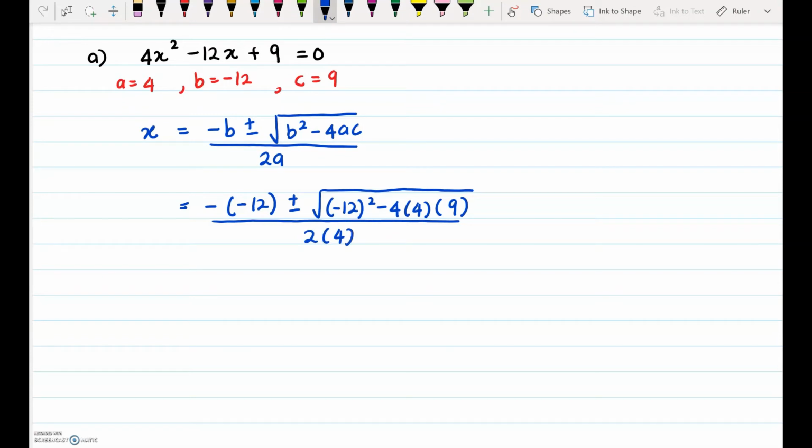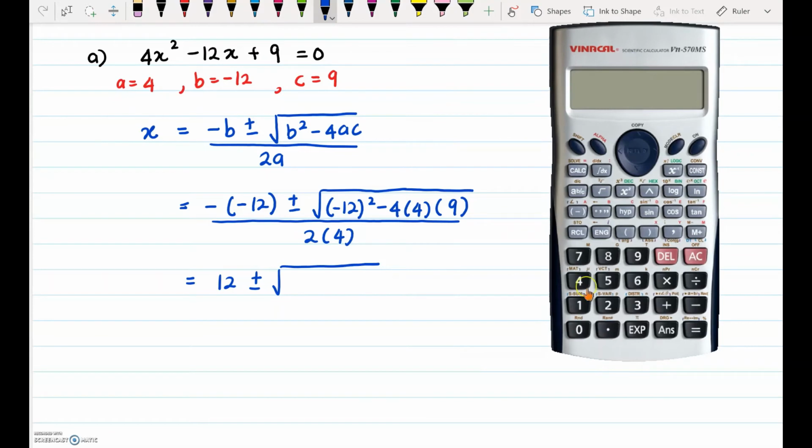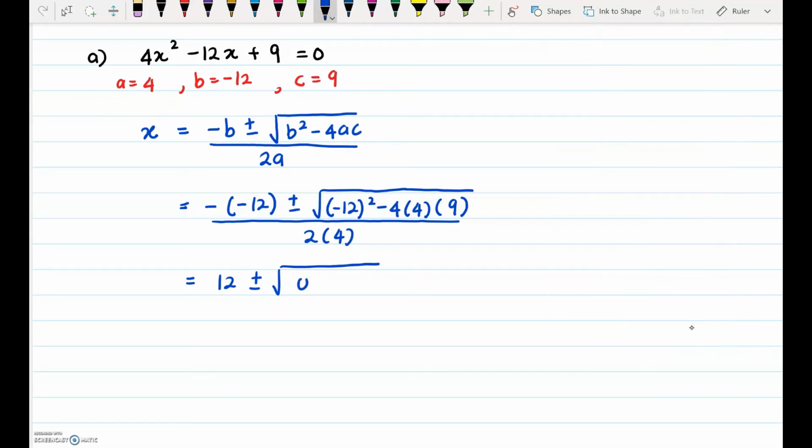2 times 4. So we can simplify, and we have here 12 plus minus the square root of, so calculate, we have here is 12 squared is 144. Okay, 144 minus 4 times 4 times 9. So 4 times 4 times 9. Okay. So kita dapat apa? Dalam dia kosong. So dia dapat kat sini kosong bila dah tekan calculator tadi. Okay, and then divided by, so 4 times 2 is 8.